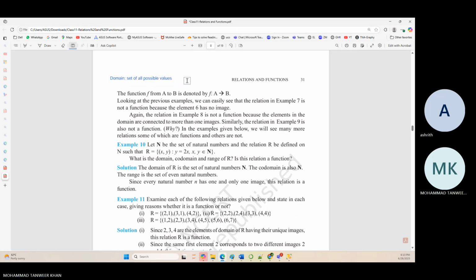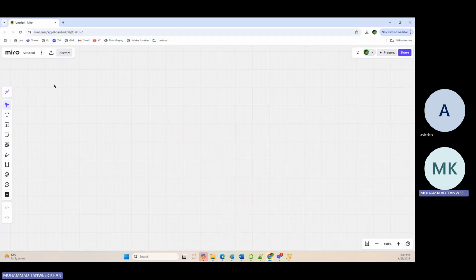Suppose your maths test is of 100 marks and someone tells you I got 150. Is that possible? No, sir. Now suppose the length of a rod. Is it possible for it to be negative? No, negative is not possible. So if I have to tell the domain of the length of a rod, it can be anything from 0 to infinity. That is the domain.